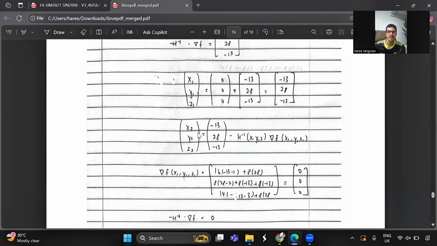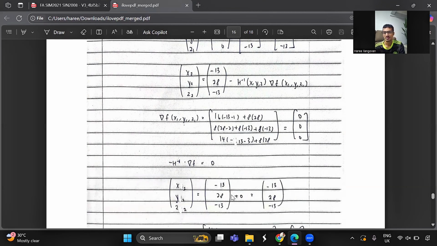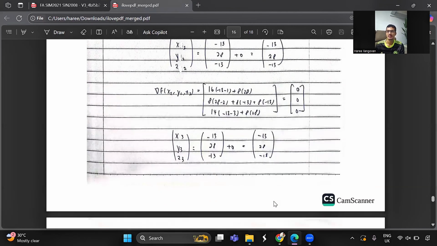So I moved on to calculate x2, y2, and z2. To calculate x2, y2, and z2, I need to know the gradient at x1, y1, and z1, because that's the only thing that is continuously changing upon the iterations. So when I calculate the gradient for x1, y1, z1, I got it to be 0. So after substituting into the equation, the old x, which is x1, y1, z1, plus the multiplication of the inverse Hessian times the gradient, I got 0. So I got the same x values back again. And I went to the next gradient, I got still 0, and x3, y3, and z3 to be the same. So therefore, this method has converged to one single point, which is negative 13, 28, and negative 13.